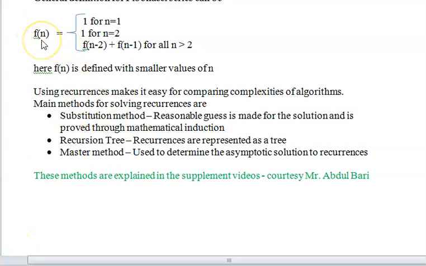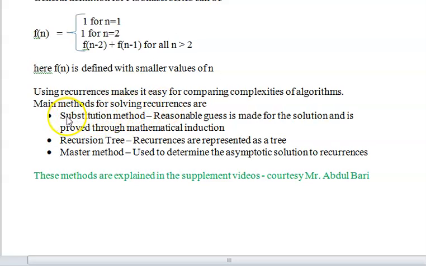This diminishing of n can be either by subtraction or by division. It depends on the algorithm we are using. So by using recurrences, complexities of algorithms can be compared easily. There are different methods for solving recurrences.